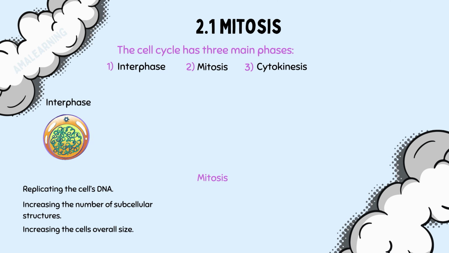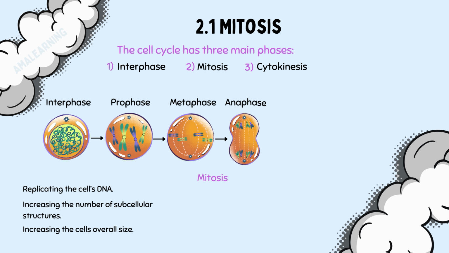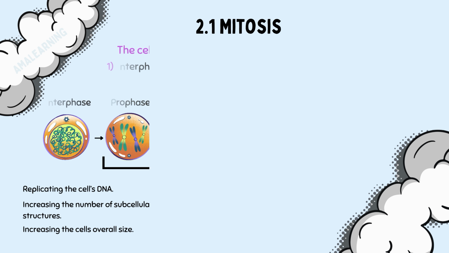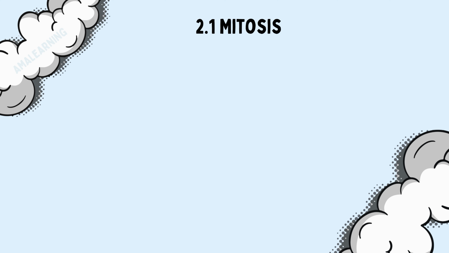Mitosis is the second phase and has four main stages: prophase, metaphase, anaphase, and telophase. These stages ensure that chromosomes are correctly separated and distributed into each of the two daughter cells. Cytokinesis is the final phase. This is when the cell's cytoplasm divides, creating two separate cells. The cell cycle is a topic that appears in examinations yearly. It is therefore important that you understand and memorize each phase. Let's look more closely at each phase of the cell cycle and its role in the cell division process.